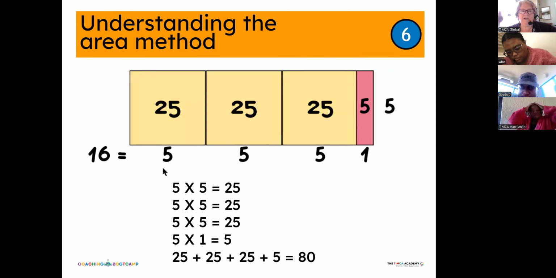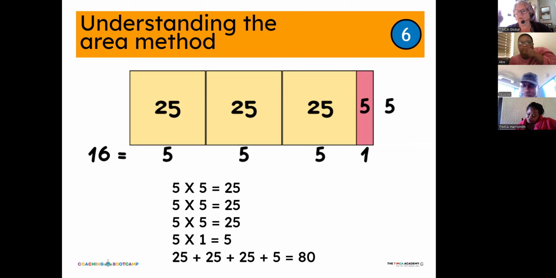And I can use the area model to say, okay, 5 times 5 is 25, 5 times 5 is 25, 5 times 5 is 25, 5 times 1 is 5. And then I can do some work at the bottom: 25 plus 25 plus 25 plus 5 equals, ta-da, there's the answer. So there's an example, okay?